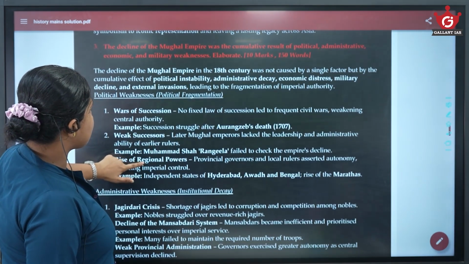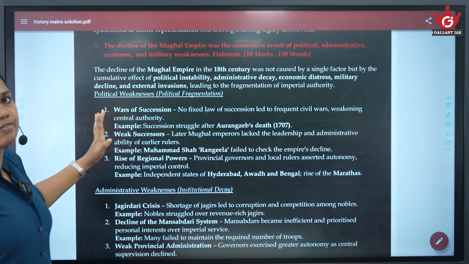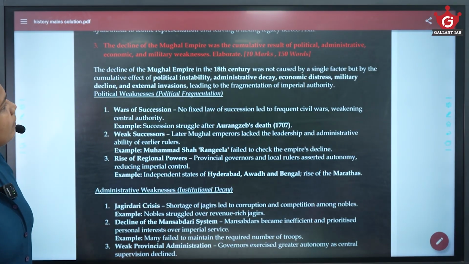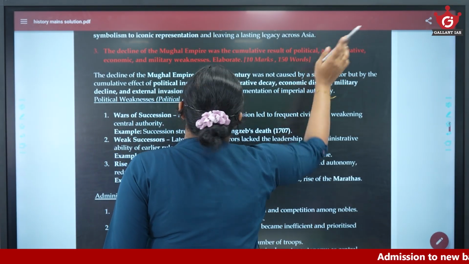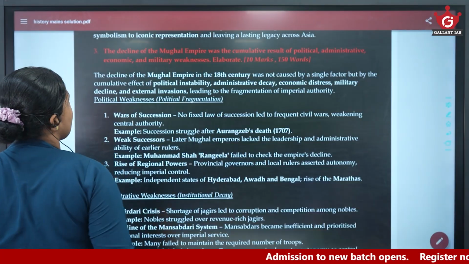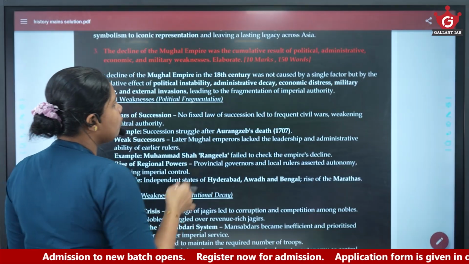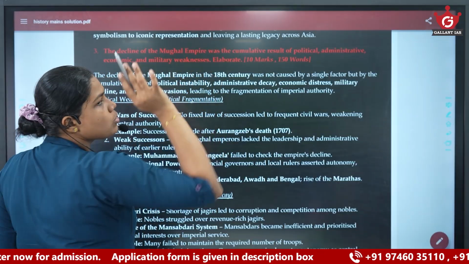Now we move to the third question. This is a relatively simple question, a very basic question from your textbooks. The decline of the Mughal Empire was the cumulative result of political, administrative, economic and military weaknesses. Elaborate. The keyword is elaborate. It's a 10 marker, obviously 150 words. You have to elaborate whatever is asked in this question.